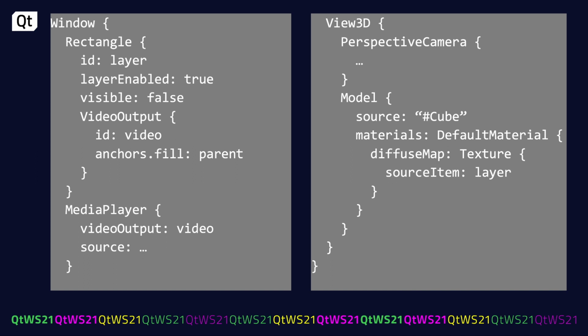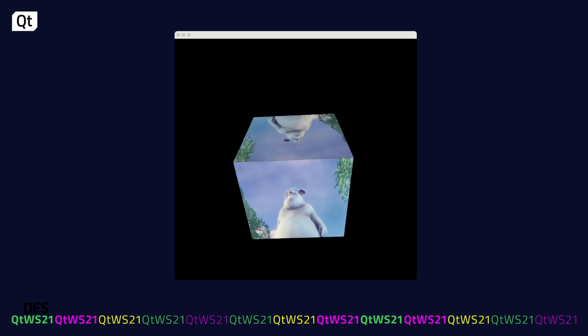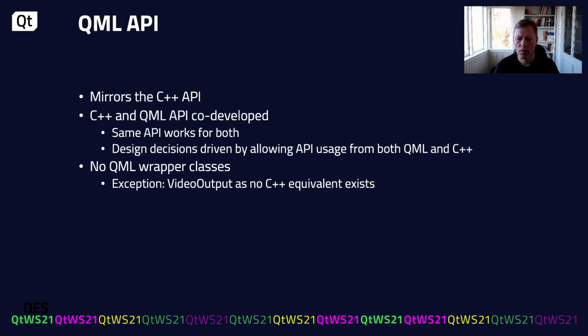texture for the camera. And here you can see how this would then look if you also add an animation to it that rotates the cube. You can see the video played back on all faces of that cube. This basically completes the overview over the different functionality blocks that we have in Qt Multimedia in Qt 6.2.